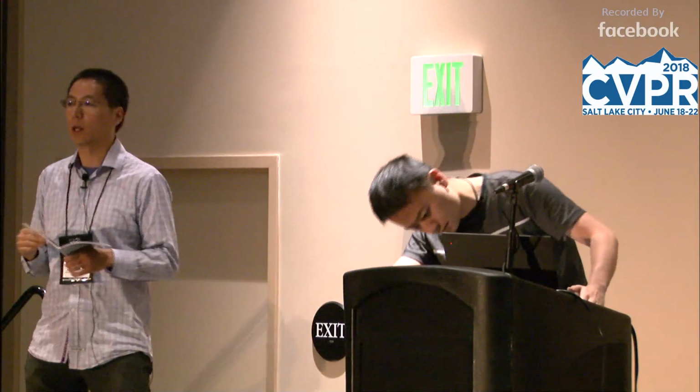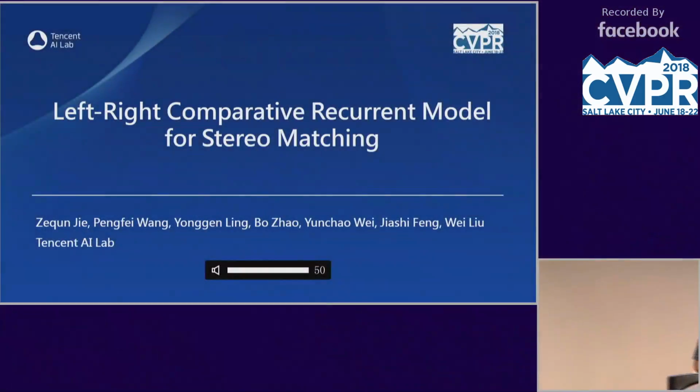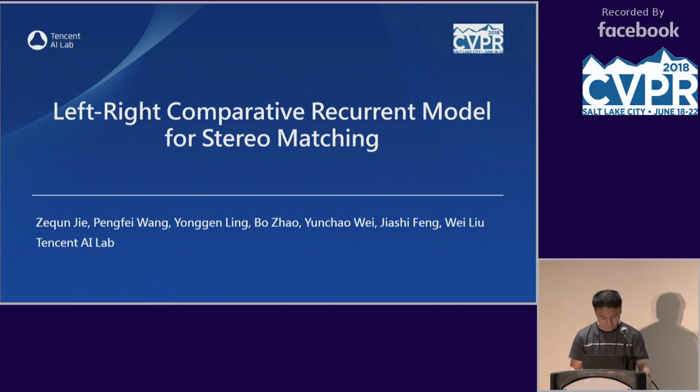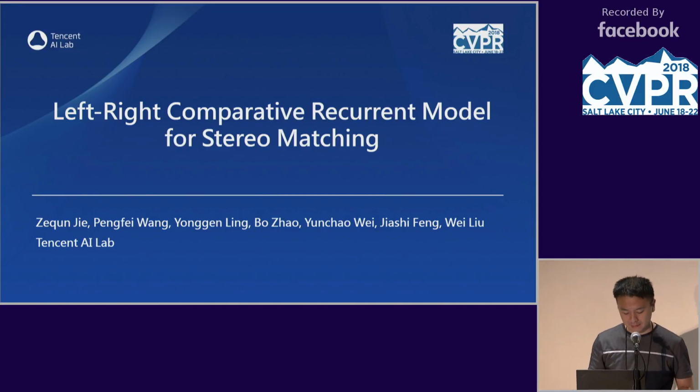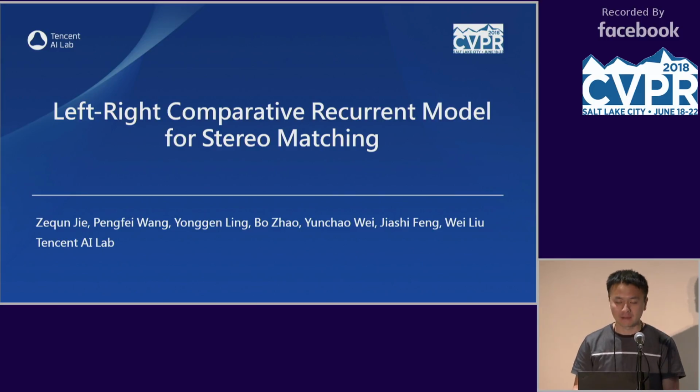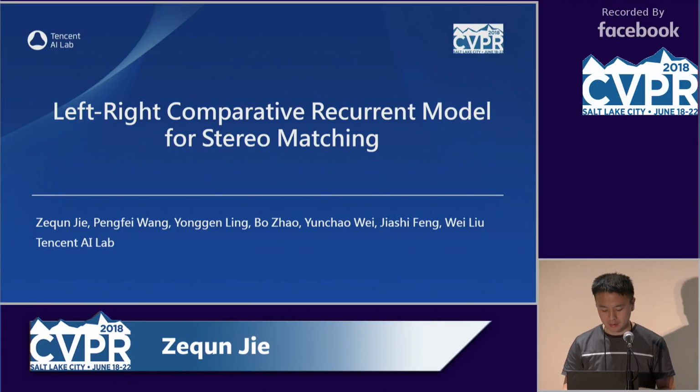So next we have Zequn from Tencent AI Lab, and he'll take the ideas of left-right consistency in stereo and bring them into the days of deep learning and use some cool network, LSTM, to enforce the constraints. Hello everyone. My name is Zequn Jie, coming from Tencent AI Lab. I'm very happy to introduce our work, left-right comparative recurrent model for stereo matching, here today.